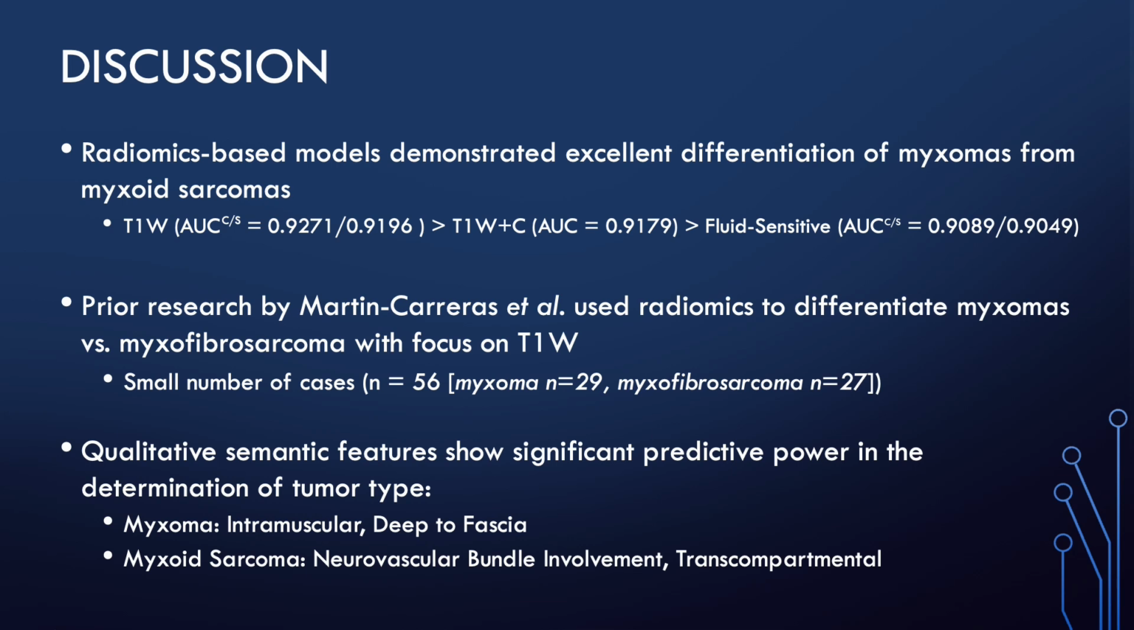4 out of 7 semantic features evaluated in the study had significant predictive power by univariable regression analysis in the differentiation between benign from malignant myxoid tumors. Specifically, myxomas were more likely to be intramuscular and located deep in the fascia. Myxoid sarcomas, on the other hand, were prone to abut major neurovascular bundles and demonstrate transcompartmental extension. Interestingly, perilesional fat, which is classically used to characterize myxomas, was a feature present in nearly all myxomas and myxoid sarcomas.